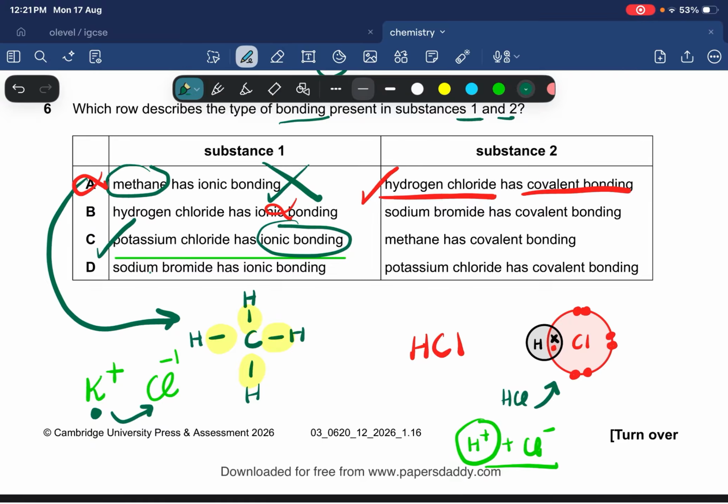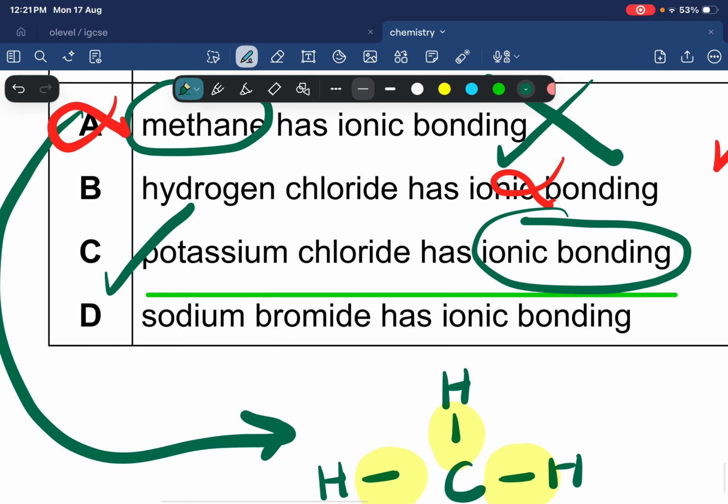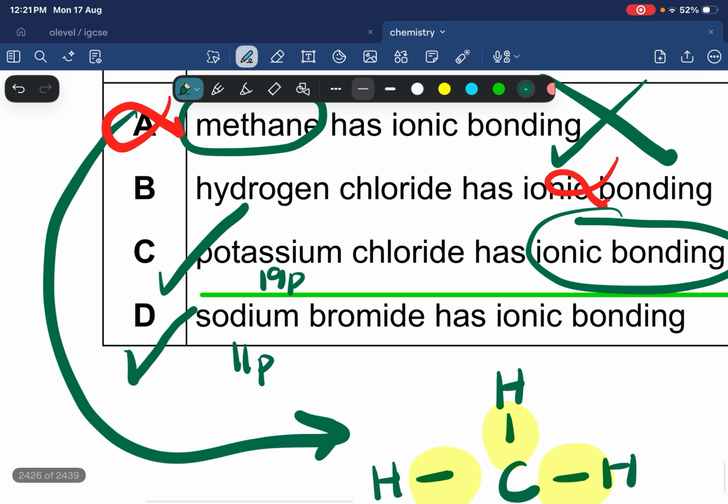That's correct. Sodium bromide, same. Sodium has 11 protons, right? And the potassium, it has 19 protons. That's the only difference. And for bromide and chloride, both, they're just going to gain one electron. So that's the same thing but with different atoms.